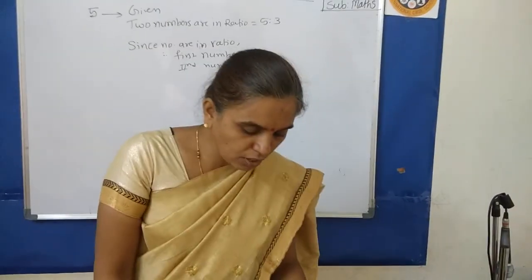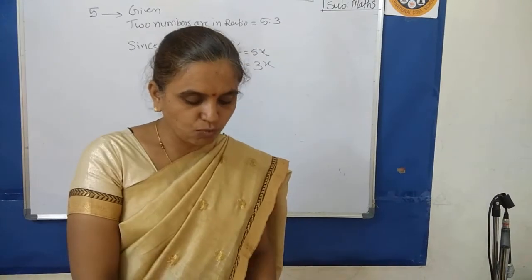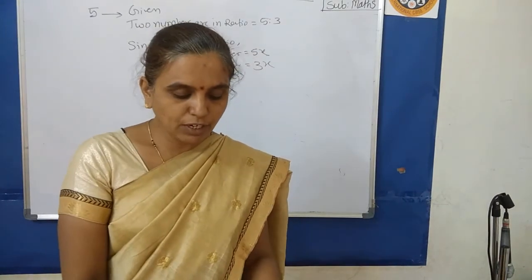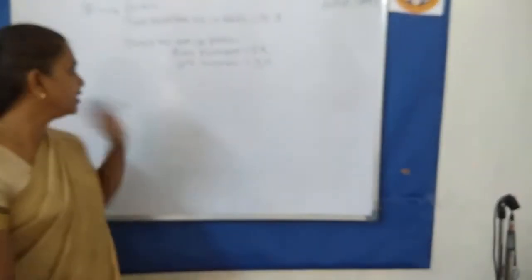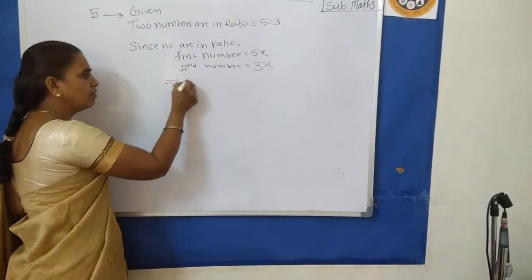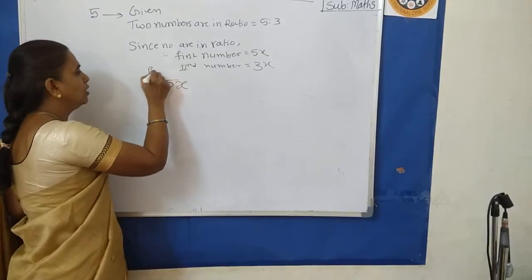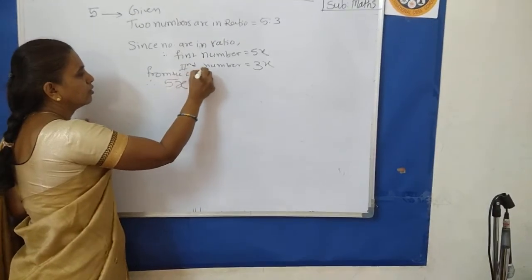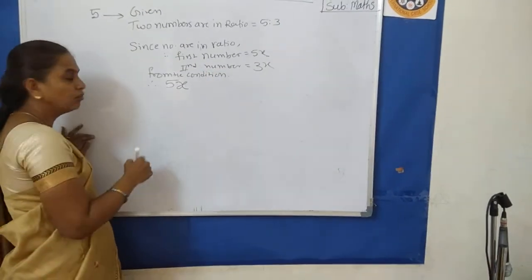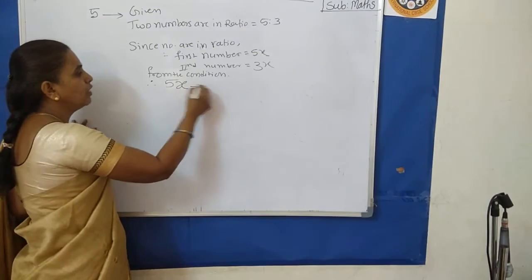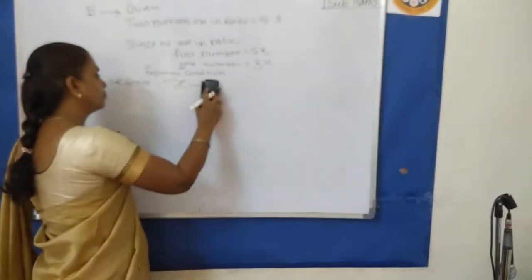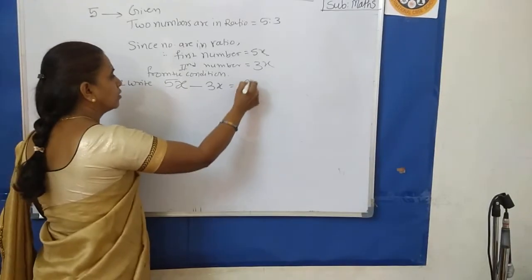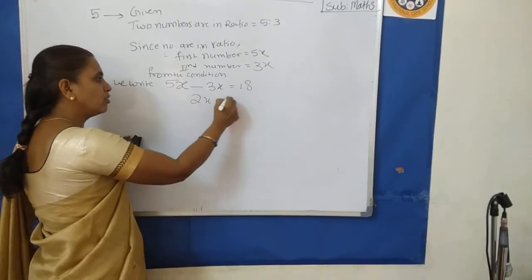Two numbers are in the ratio. If they differ by 18, what are the numbers? How can we write this? See, what is given? They differ by 18 means we take their subtraction. From the given condition in the example, 5x minus 3x is equal to 18. 5 minus 3, 2x is equal to 18.